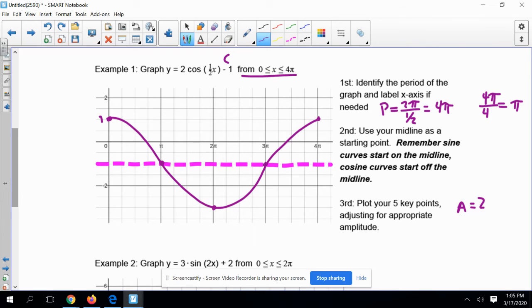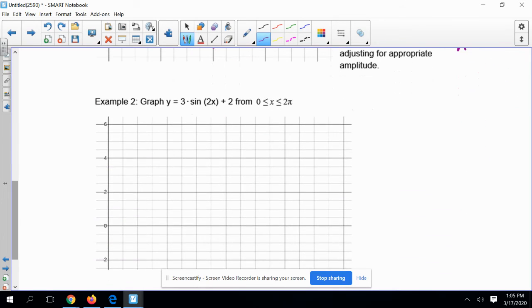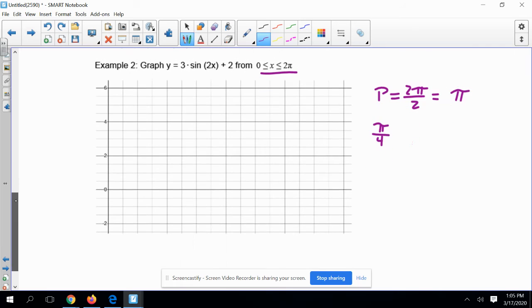Okay, going to the next one. Find that period first. Period equals 2 pi over 2. So period's pi. We're going to need to label our intervals or our sections of our graph by pi over 4. We take the period, divide by 4 as we have in all of those. Now, again, we're graphing from 0 less than or equal to x less than or equal to 2 pi. We need to graph at least up to 2 pi.